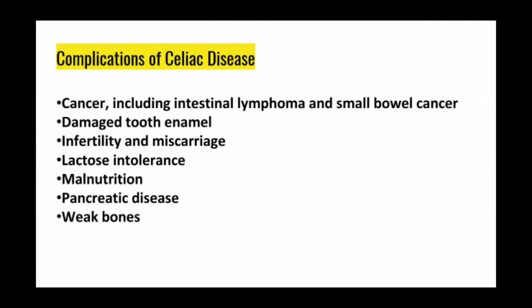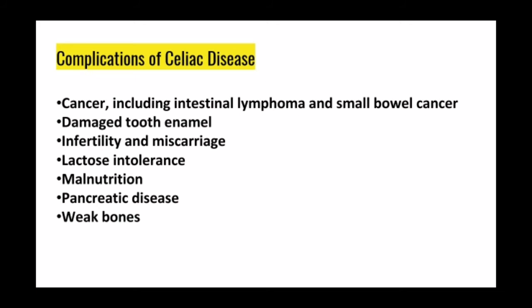Complications of celiac disease. In serious cases, celiac disease can result in cancer of intestine. It can cause intestinal lymphoma and small bowel cancer. It will also damage tooth enamel. We know the enamel is the protective part of our teeth. It is the top layer of our teeth. It will also be damaged due to celiac disease. It can cause infertility and lead to miscarriage in women.